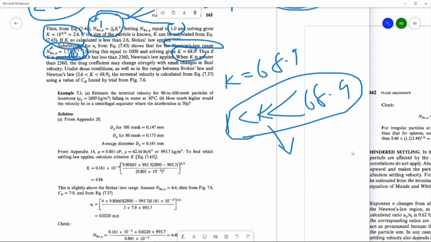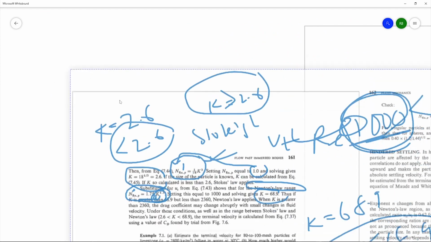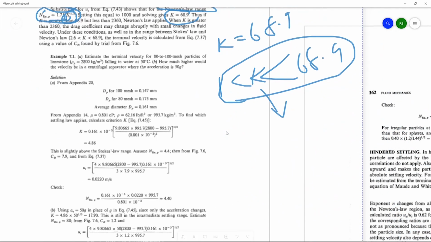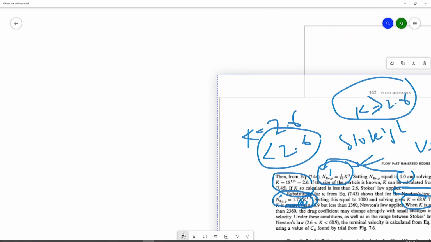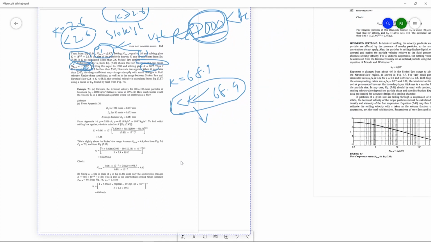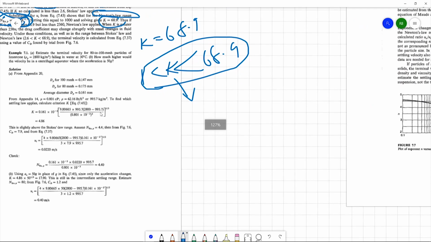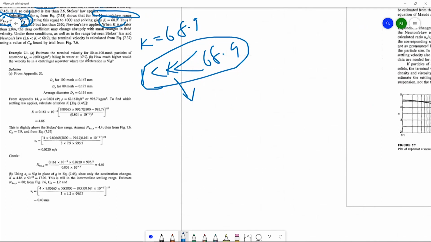So let's check this problem. Okay, so if you see this problem, estimate the terminal velocity for an 80 to 100 mesh particle of limestone. Density is given. Falling in water, the fluid is given, water at a temperature of 30 degrees Celsius. How much higher would the velocity be in a centrifugal separator?